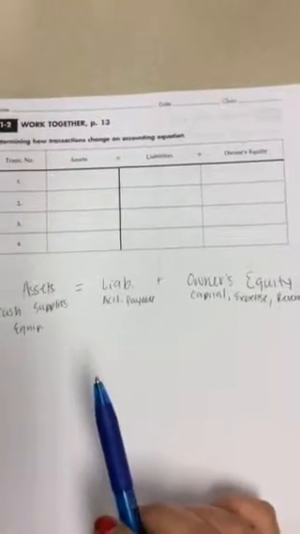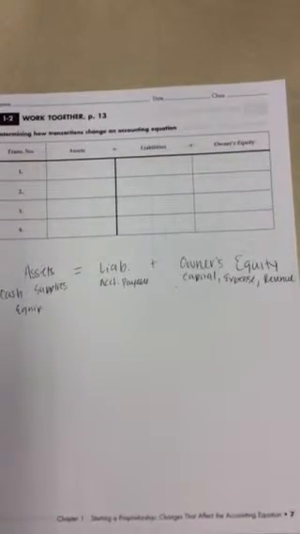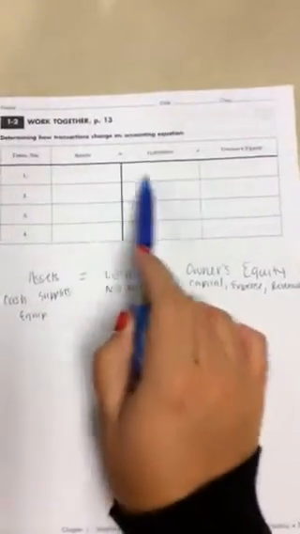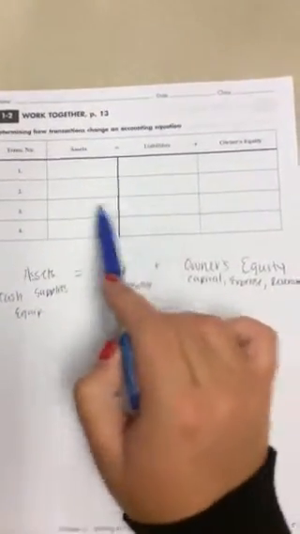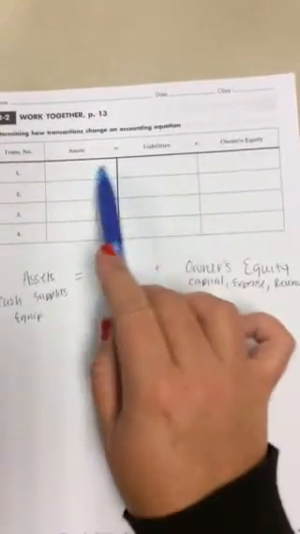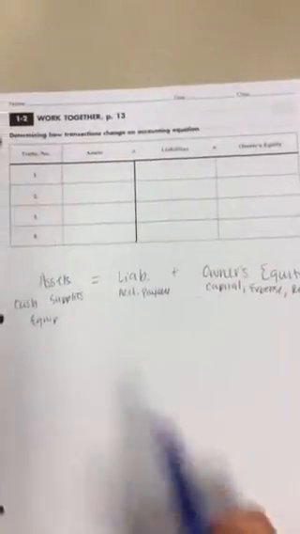Okay. So we're going to start by looking on page 13 in our book. On that, we have a couple different transactions that we need to figure out if we're going to have a plus, a minus, plus, minus to either side. Okay, but we've got to make sure our assets are equal with our owner's equity and liabilities.